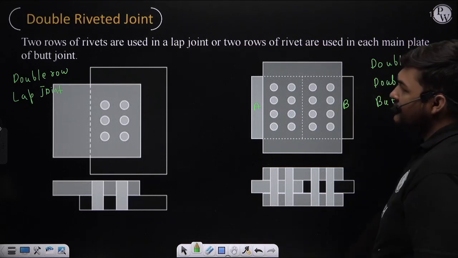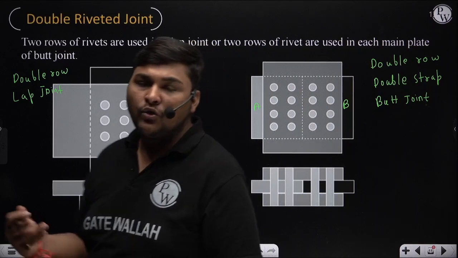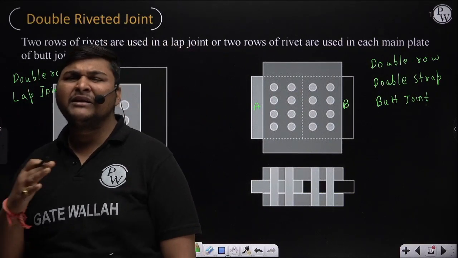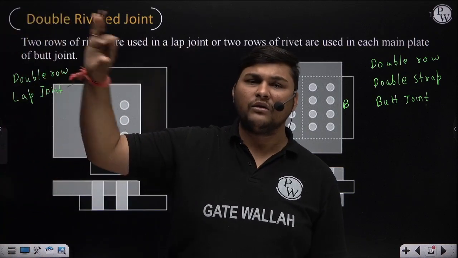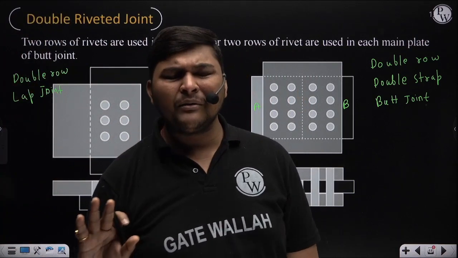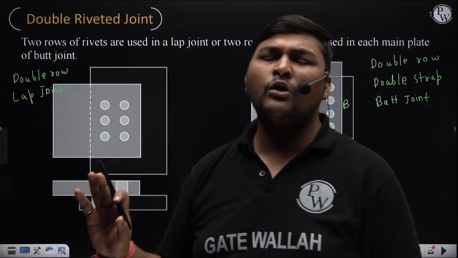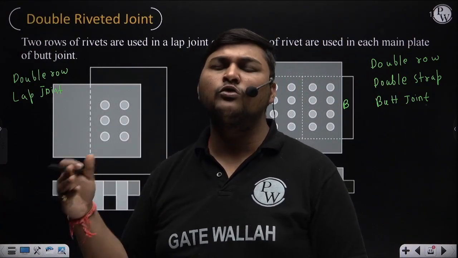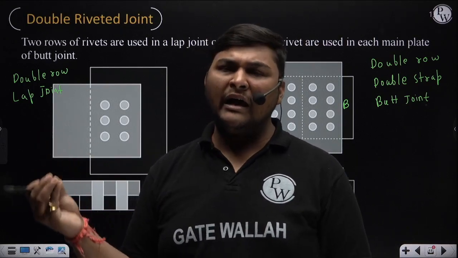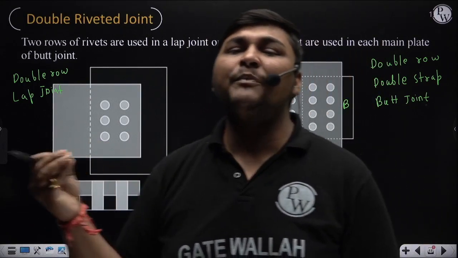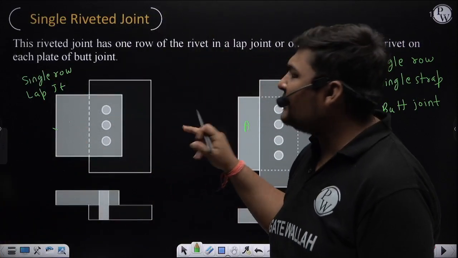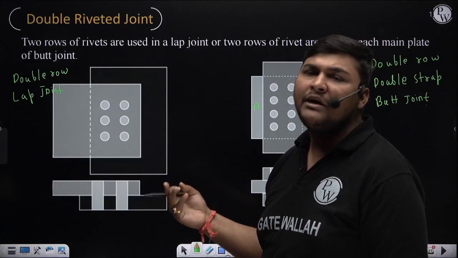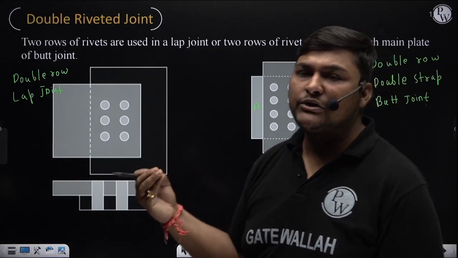Similarly, if you are using three rows, it will be triple row. If you are using four rows, it will be quadruple row. In this way, you can proceed further. But generally, in exams, questions up to triple row riveted joint will come. So if we are using more than two rows, in short you can say multiple row riveted joint. If only one row is coming, single row. If either two rows or more than two rows of rivets are coming, then you can say multiple row riveted joint.